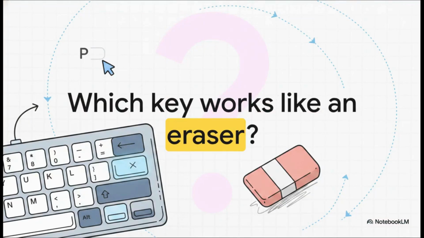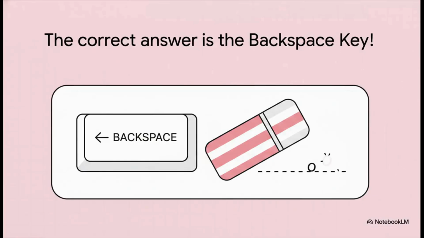Okay, next question. Which key works like an eraser? Picture yourself making a typo and you just need to delete the letter directly to the left of your cursor. Which special key are you reaching for? The answer is A, the backspace key. It works exactly like the eraser on a pencil, letting you instantly back up and fix your work.